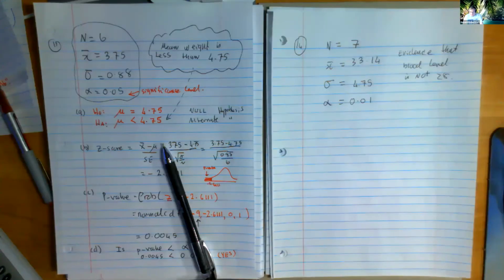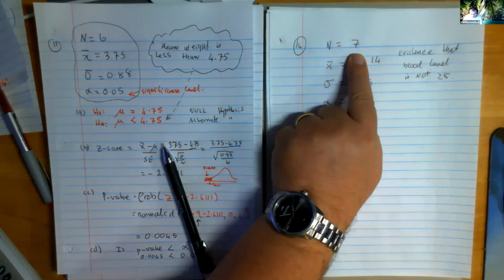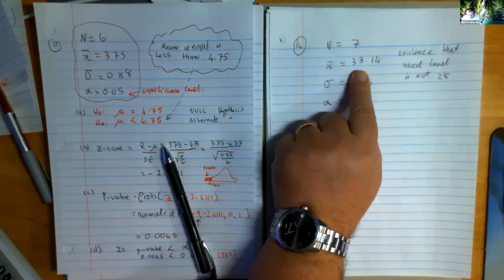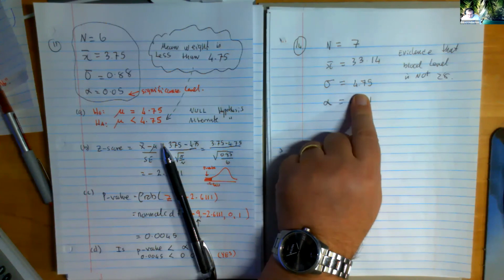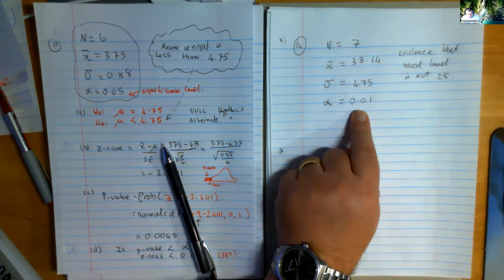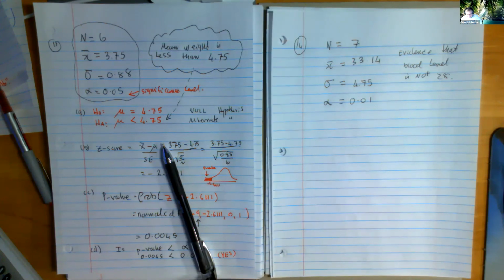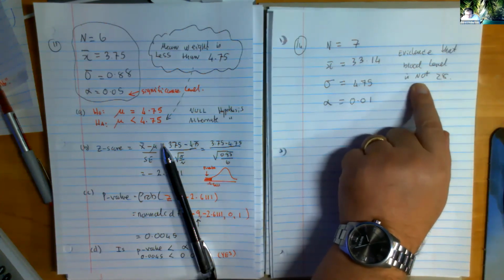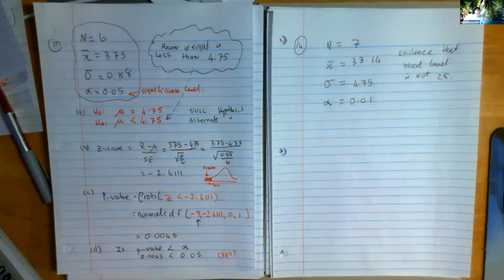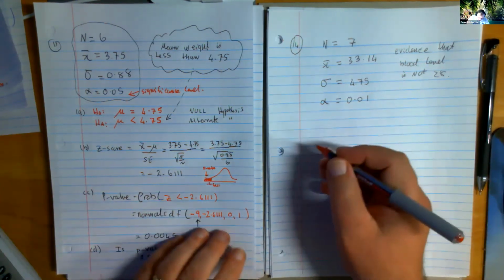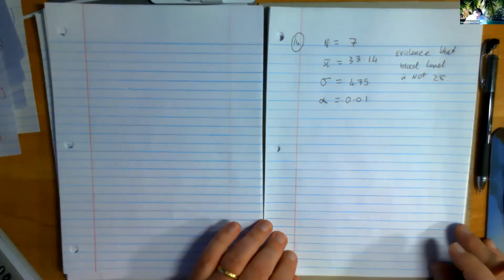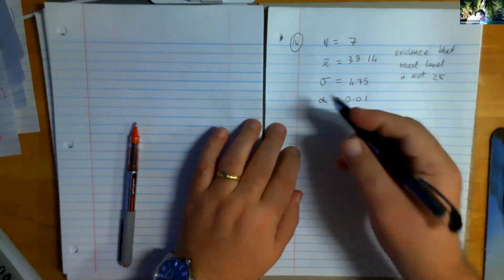So for the last one, we had a little bit of work that we didn't need to do in any of the others. But here is everything that we need to know. 7 sets of data. The average of the sample is 33 and a bit. Sigma is 4.75. The significance level is this. And the question asked, is there evidence to show that the blood level is not 28? So if you're not 28, you're actually very like that one I did a few minutes ago.